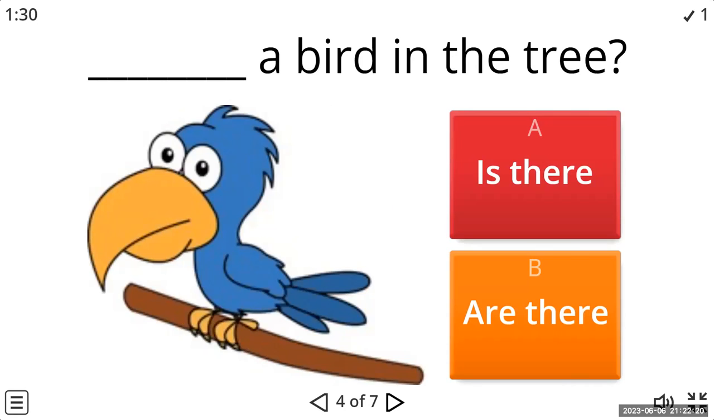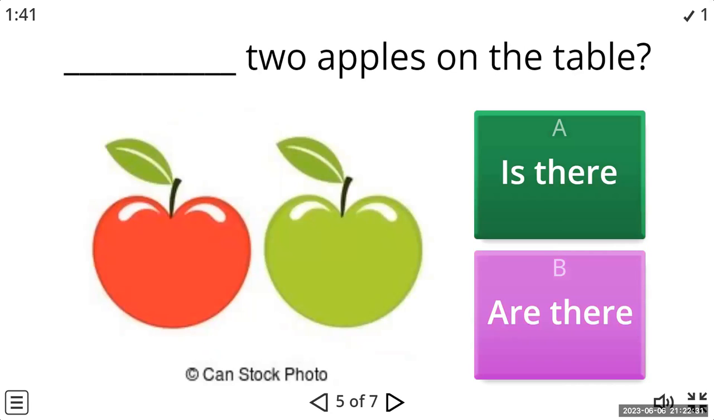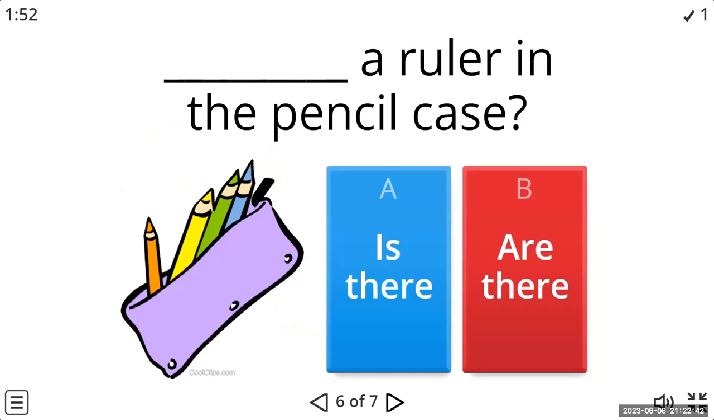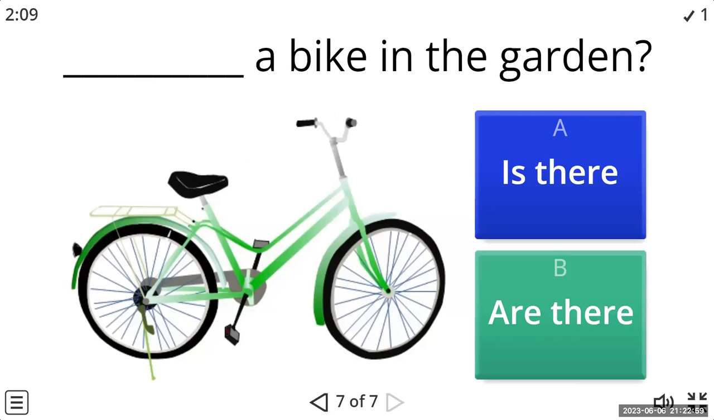Okay, what about this one? Is there a bird in the tree? Yes. Are there two apples on the table? Is there a ruler in the pencil case? Okay, is there a ruler in the pencil case? And number seven, the bike in the garden. Is there? Okay, nice.